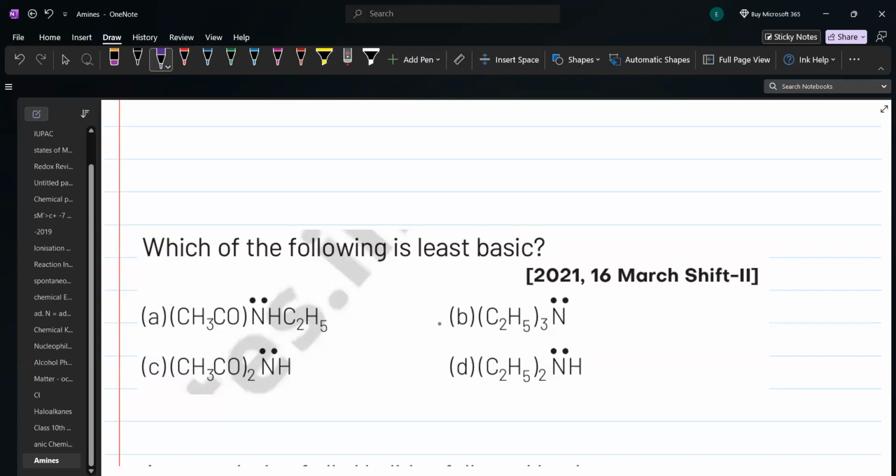So how will you decide which one will be the most basic and the least basic one? Where nitrogen has more lone pairs, I think, or can donate more. See, how will you decide which molecule is more acidic and less acidic? The presence of hydrogen atoms. Obviously, hydrogen is present in each and every option.